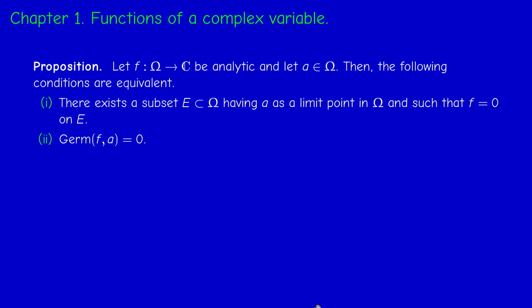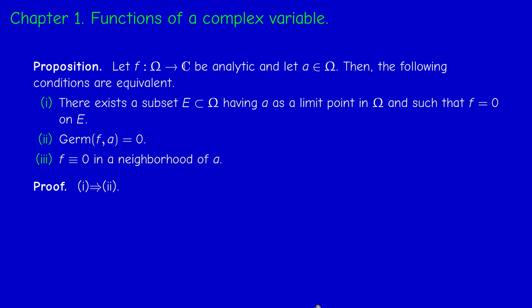The second condition states that the germ of F is trivial at A. And the third condition states that F vanishes on a whole neighborhood of A. These three conditions are equivalent. And once again, they are not true for a function which is not analytic. We can construct counterexamples actually. So we prove that 1 implies 2, 2 implies 3, and 3 implies 1.